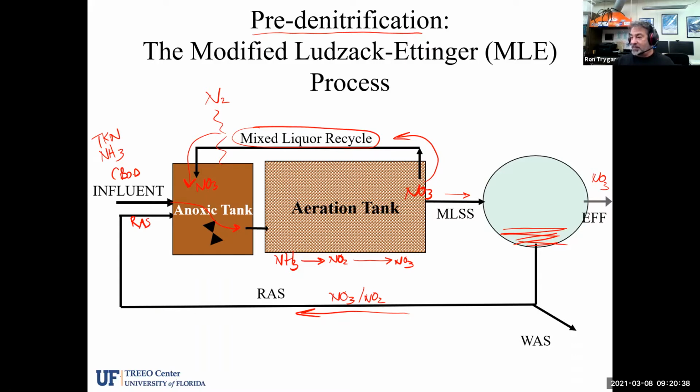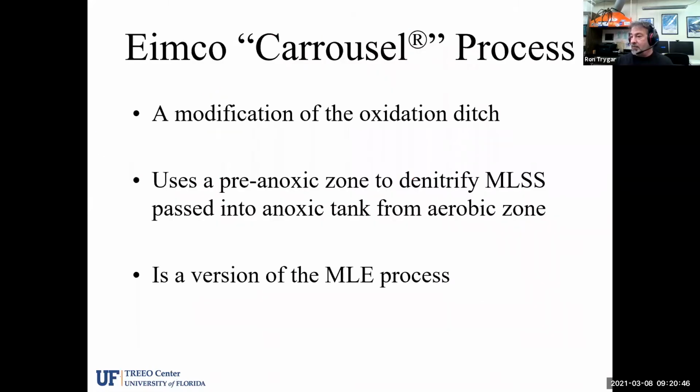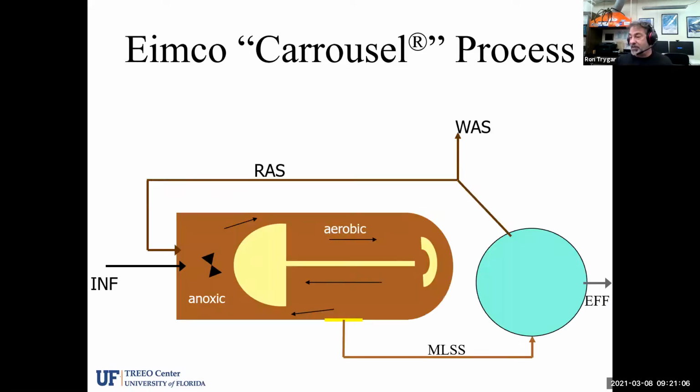There's a lot of these facilities in the industry. We see a lot of these as the Carrousel process, like I mentioned a little bit earlier. IMCO, or now Ovivo, I think is famous for the patenting and registration, the trademark name, of Carrousel. It's a modification of the oxidation ditch, and it uses a pre-anoxic zone to denitrify the mixed liquor. And it's a version of the MLE process, essentially.